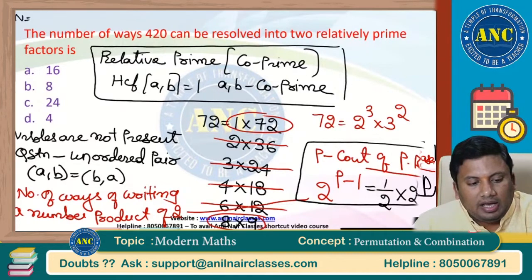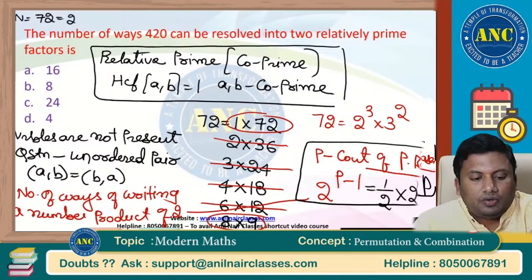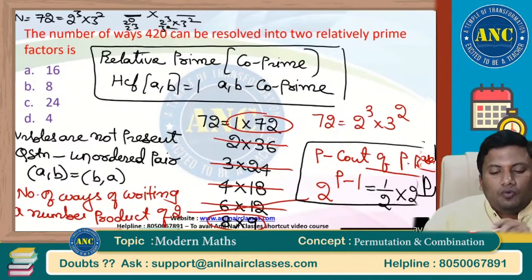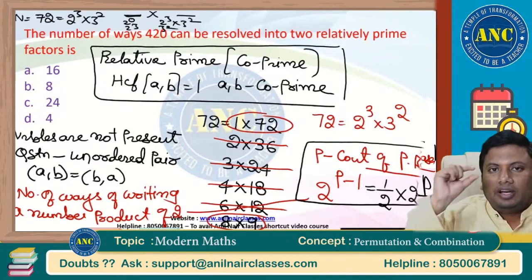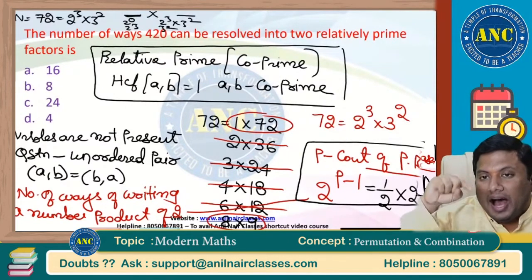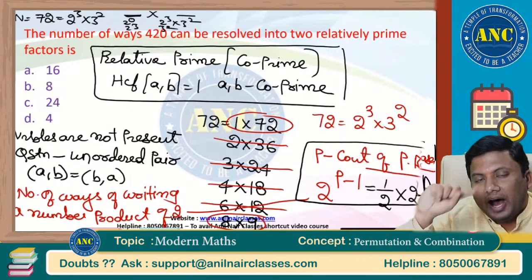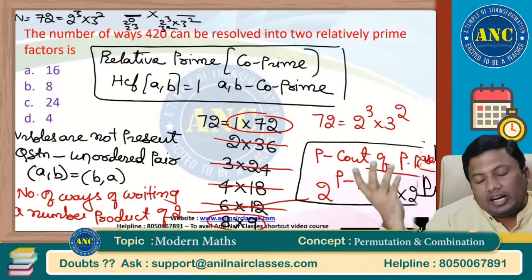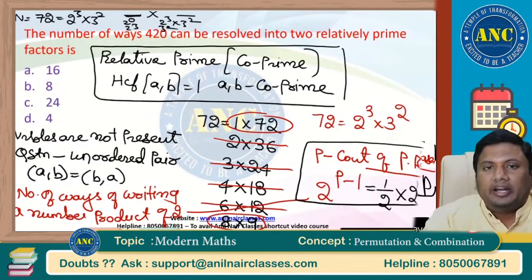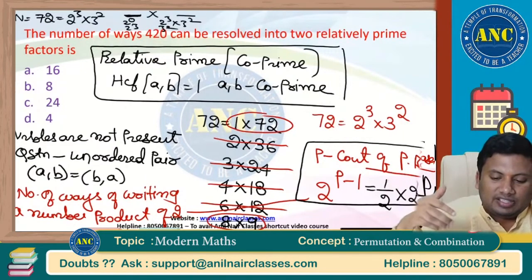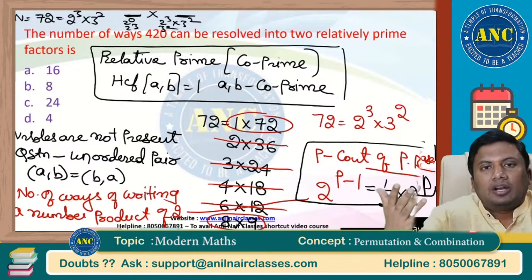See here, n is 72, which is 2 power 3 into 3 square. At each place, either it can take the lowest power or it can take the highest power: 1 into 72 or 8 into 9. Each place can be taken by either the lowest or the highest. That many prime bases are there, so that many 2 powers will come.